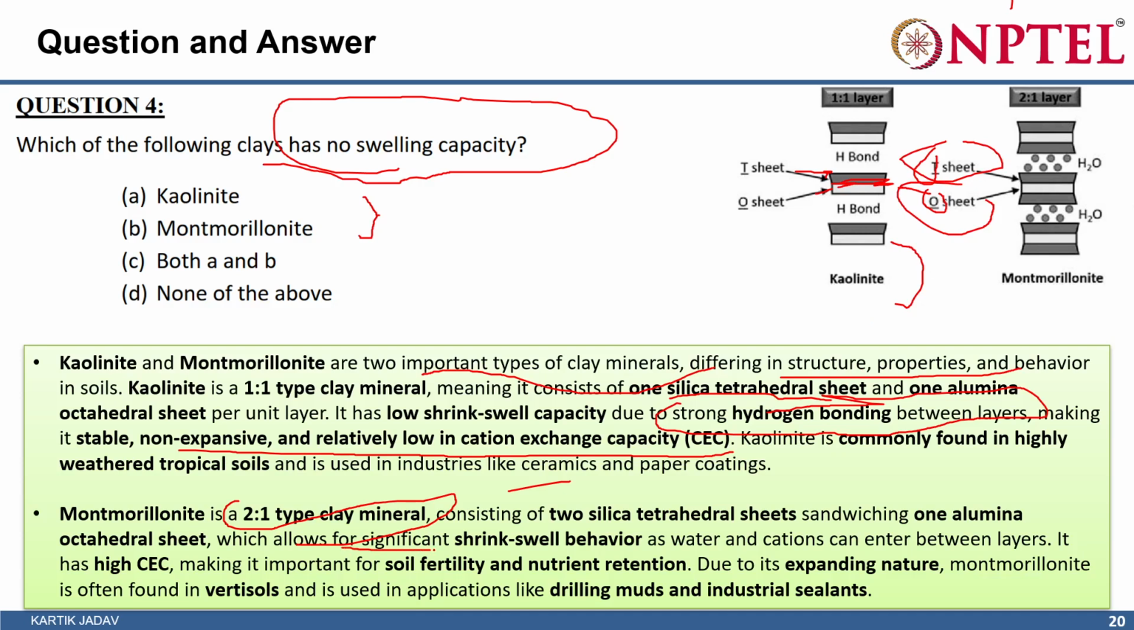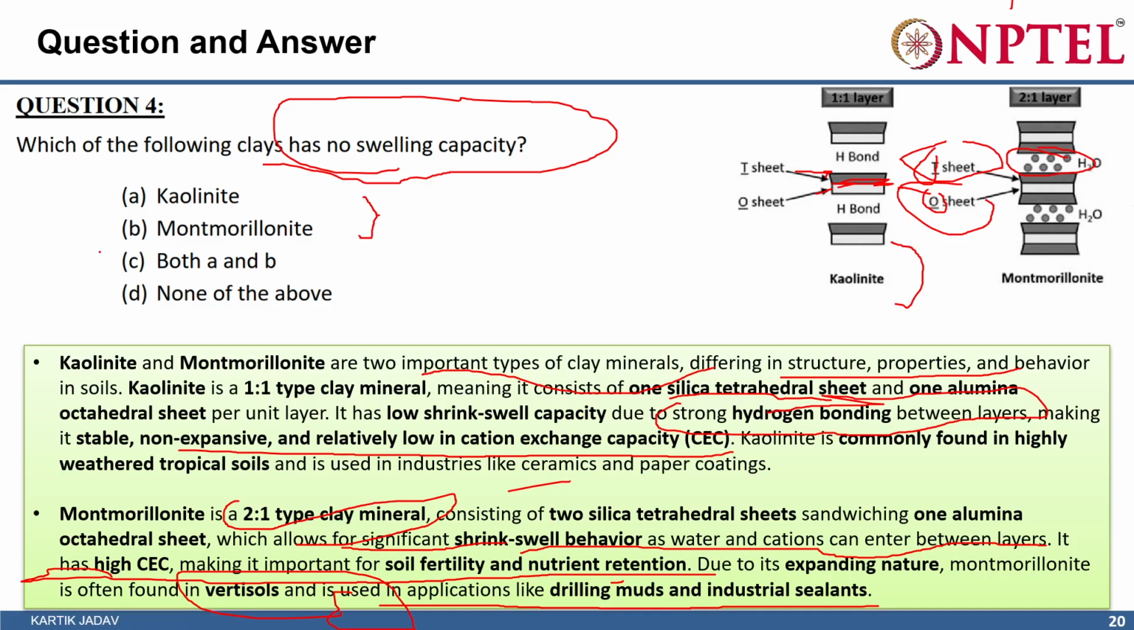and that allows for significant shrink swell behavior as water and cations can enter between layers. So if you can see this, water and other cations will enter between these layers and that is related to the shrink and swell behavior of soil, and due to that it has higher cation exchange capacity, making it important for soil fertility and nutrient retention. Due to its expanding nature, montmorillonite is often found in clayey soils and used in applications like drilling muds and industrial sealants. Right.